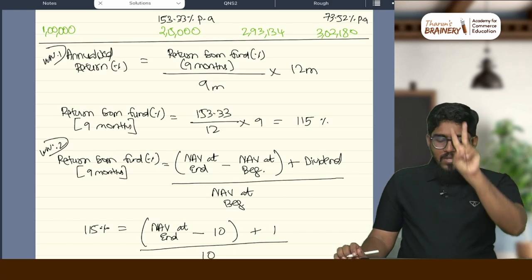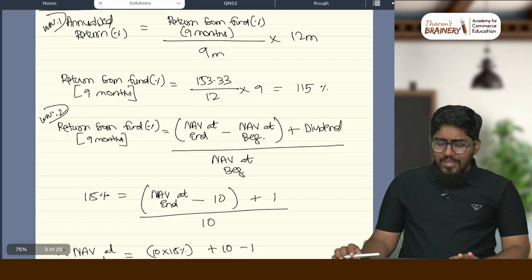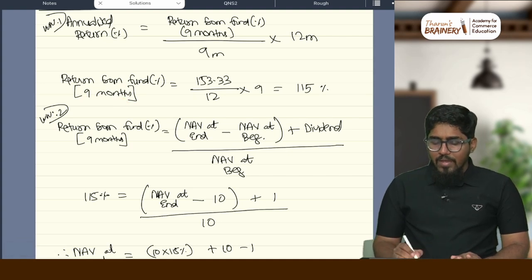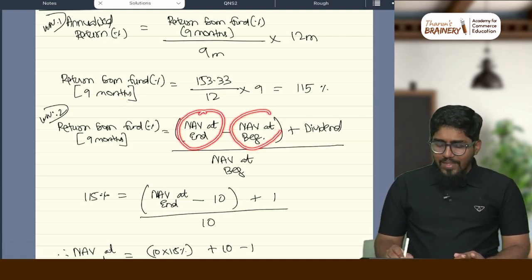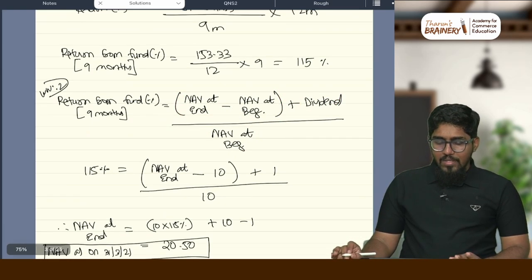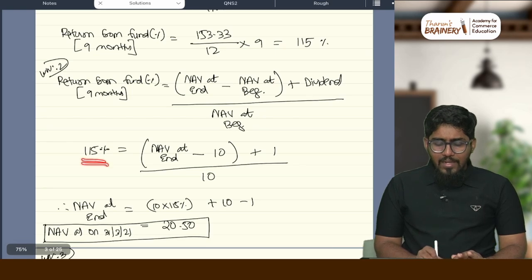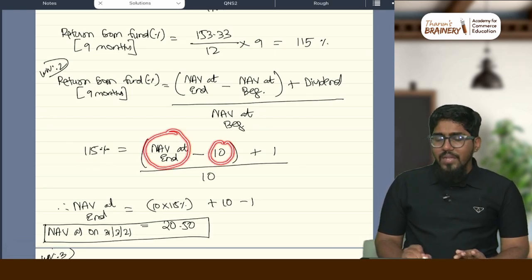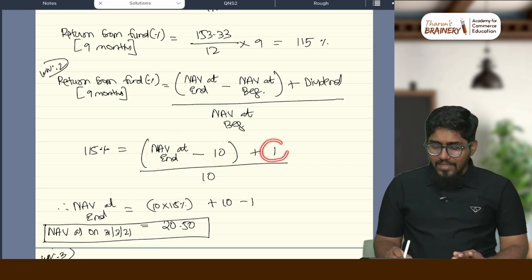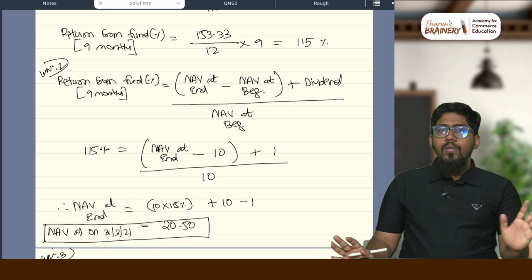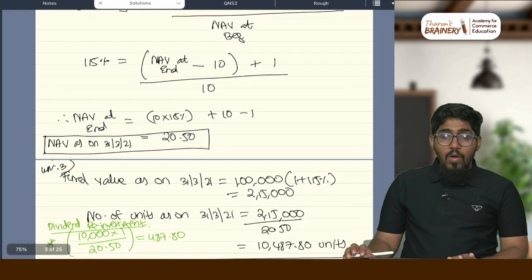Point number 2: what is the return from the fund for these 9 months? How does this formula come? NAV at the end minus NAV at the beginning plus dividend, divided by NAV at the beginning. This is the formula. Clarity? This 115 percent is nothing but that: my NAV at the beginning I know, which is 10 rupees, plus dividend 1 rupee, and NAV at the beginning is 10 rupees. All known, one unknown.